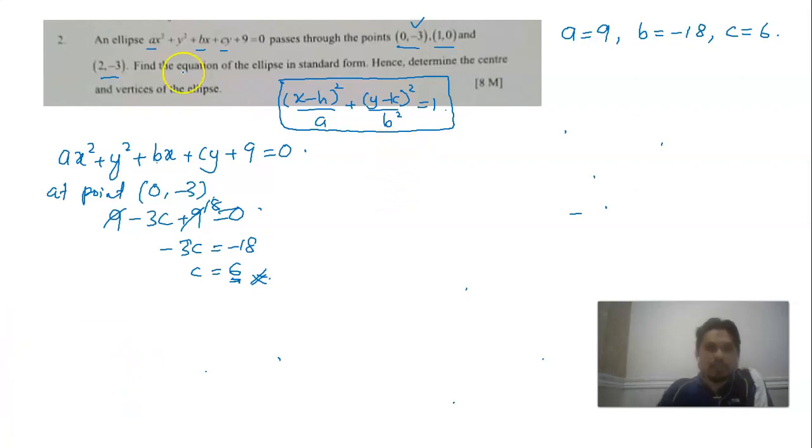Okay, now a equal to 9, so 9x squared plus y squared. b is equal to negative 18, so negative 18x, plus c, 6y plus 9 equal to 0.